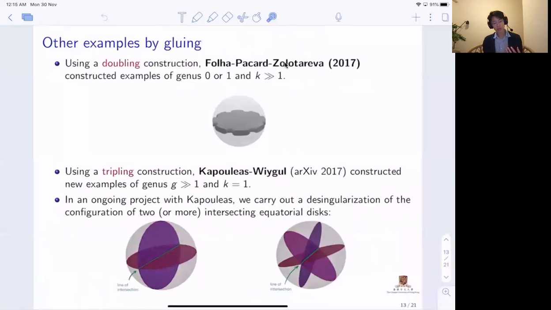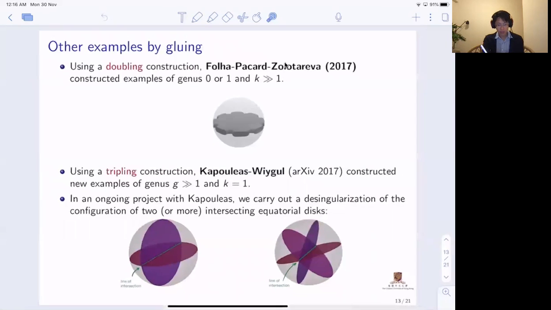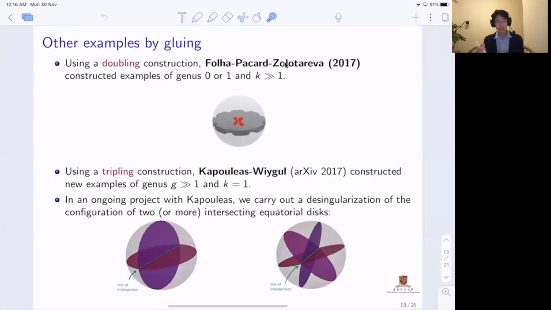So there are also other examples constructed by gluing that have been done in the past few years. That's a doubling construction done by Folha, Pacard, and Zolotareva in 2017. The example would look roughly like this, kind of like the higher connected components genus 0 example of Fraser and Schoen. Right? They can also do it by adding genus at the origin, so they will have genus 1. Okay, so there's also a very interesting tripling construction that has been done by Kapouleas and Wiygul.